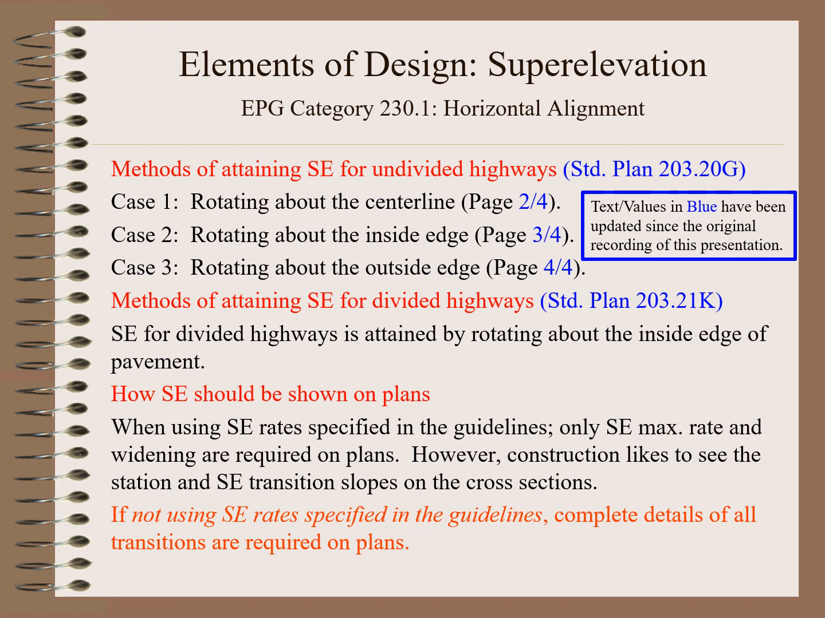If you are not using the superelevation rate specified in the guidelines, for whatever reason, constraints on the project, you've decided that you cannot go with the numbers on the tables and you vary from that, you need to provide complete details of all the transitions on the plans and probably a superelevation transition plan as well.